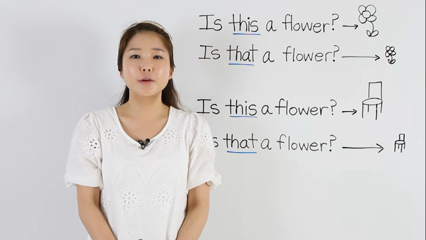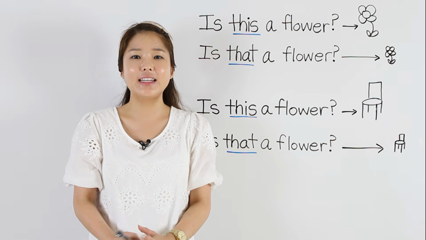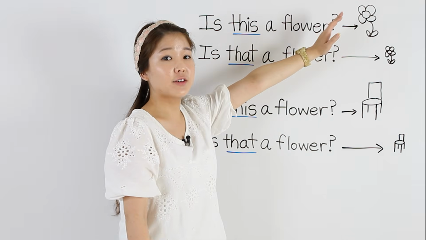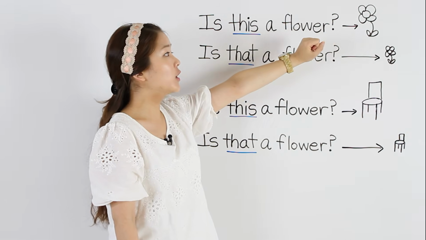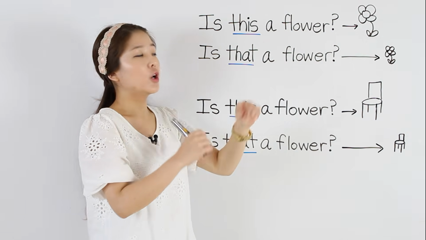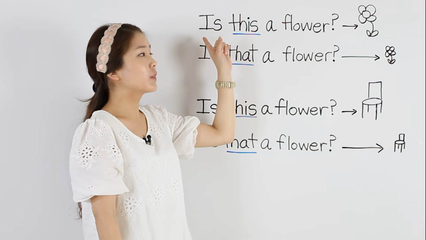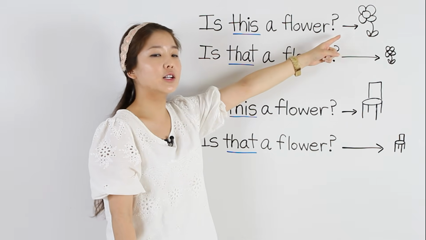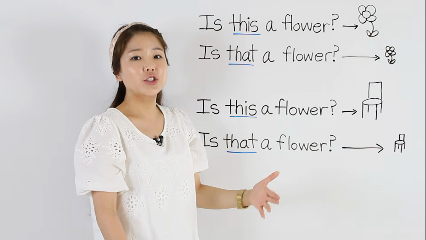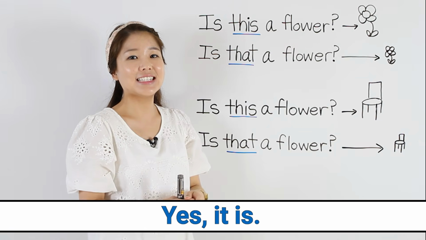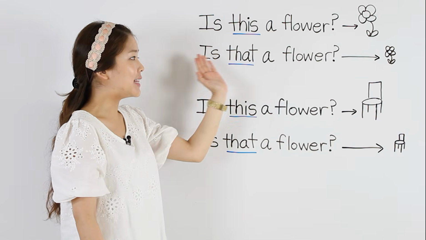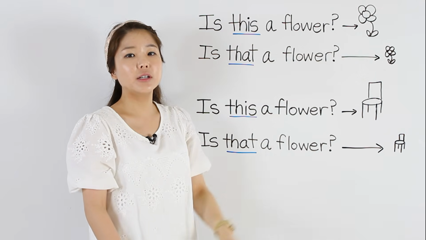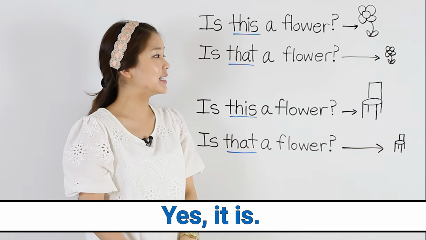Now we're going to learn how to use this and that in a question. Okay, so we know this is a flower. When we make a question, we have to switch. We put the be verb first. So it becomes, is this a flower? Okay, it's close by. So the answer is yes, it is. Okay, is that a flower? It's far away. The answer is yes, it is.